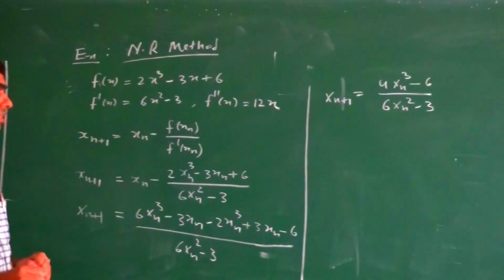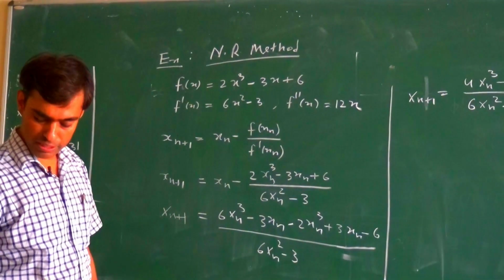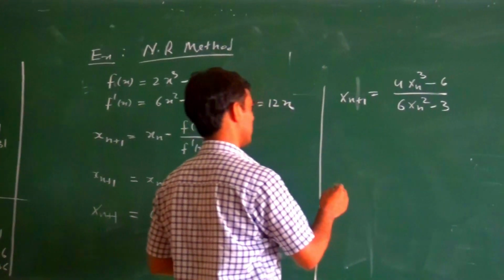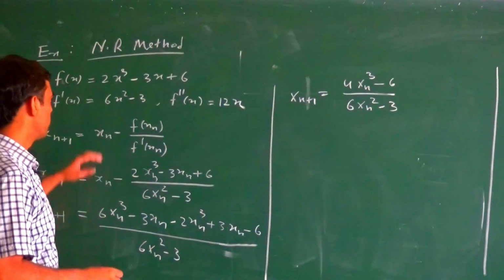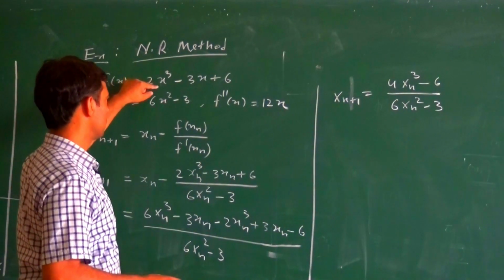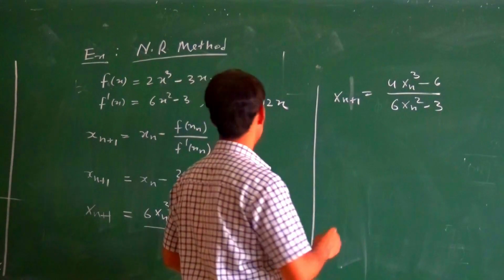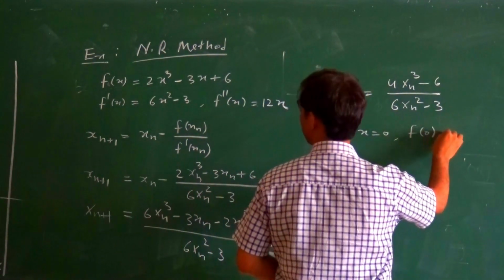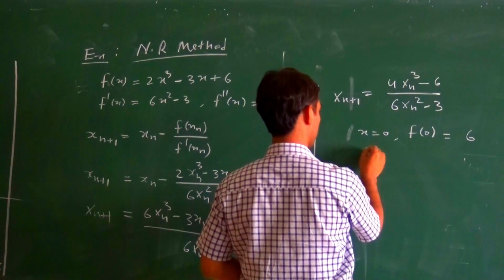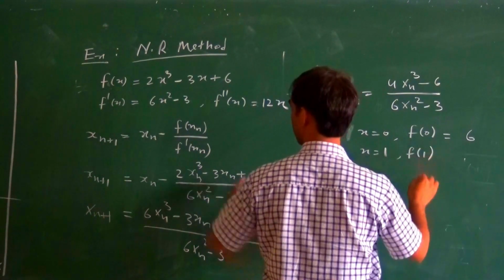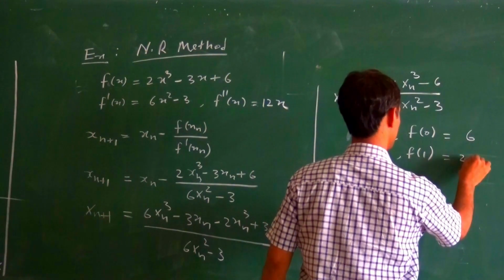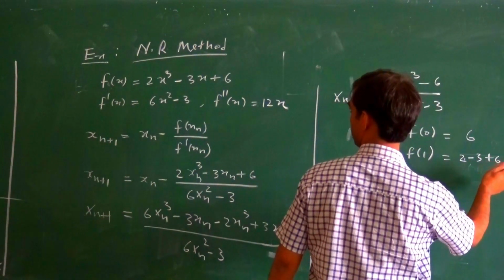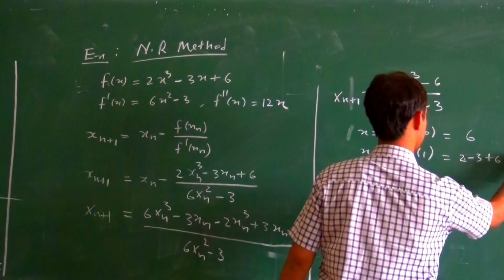Now how do we choose the value of x0? The question is how we choose the value of x0 which satisfies the criteria for convergence. For this we try to find an interval where at least one real root lies. Suppose at x equal to 0, f of 0 equals 6. At x equal to 1, f of 1 is 2 minus 3 plus 6, which equals 5. This is also a positive value.